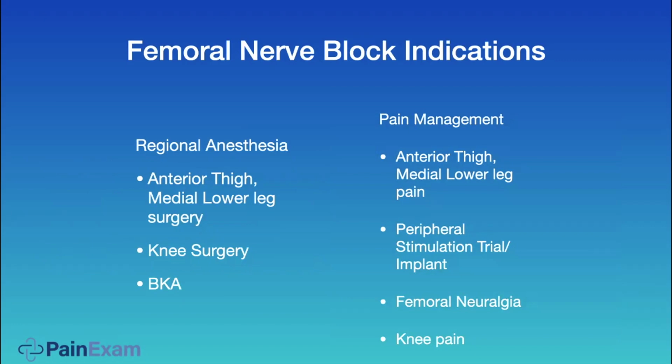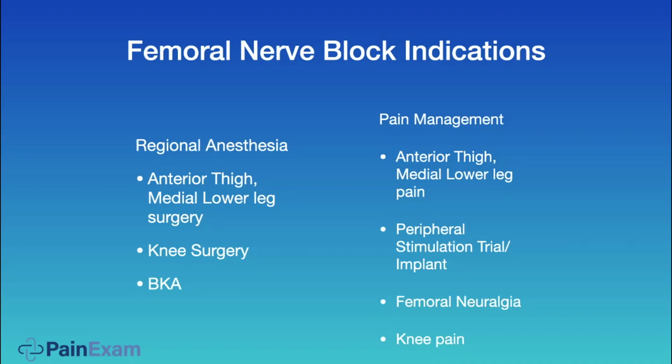So the pain management world and the regional anesthesia world have a couple different indications for femoral nerve block. In regional anesthesia, of course, any surgery of the anterior thigh, the knee, or amputations, anything in the femoral nerve distribution, which would basically be anterior upper thigh to the medial lower leg.